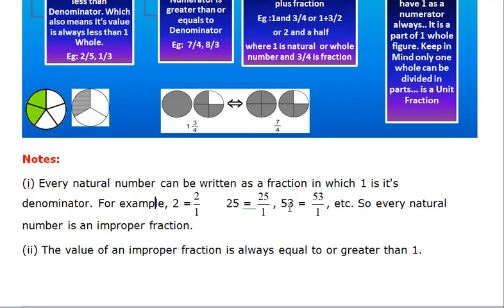Same with 53. We don't have anything in the bottom, right? So we'll say 53 upon 1. So every natural number is an improper fraction. The value of an improper fraction is always equal to or greater than 1. So these are the points that you have to remember.